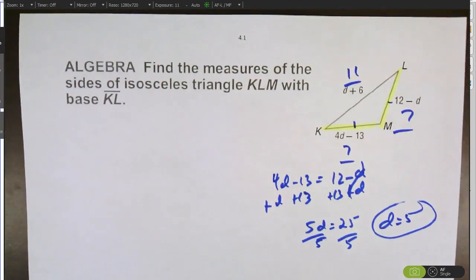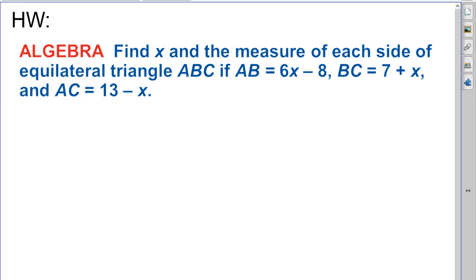All right, now next is your homework. For this problem, we know it's an equilateral triangle. It says find x and the measure of each side of an equilateral triangle ABC if AB is 6x minus 8, BC is 7 minus x, and AC equals 13 minus x. So there you go, that's your homework for the night.